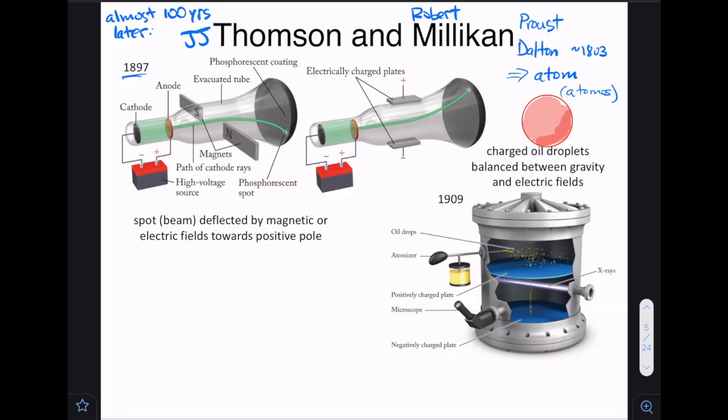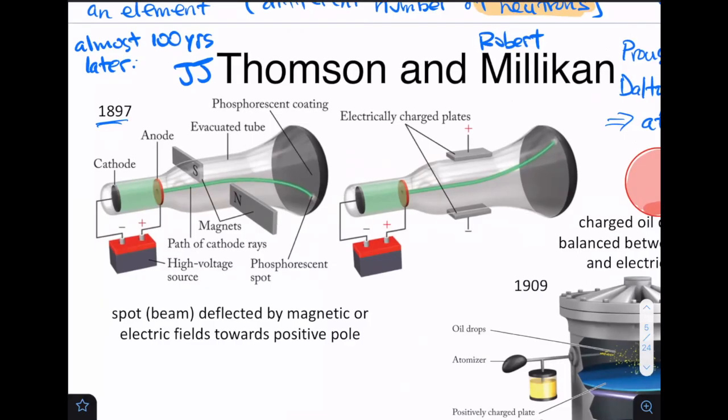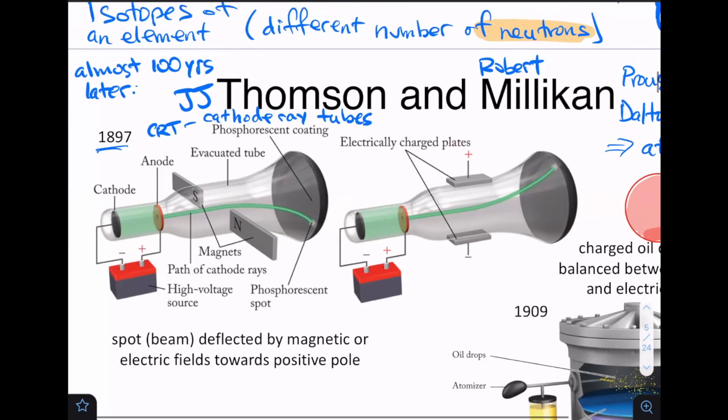So does it say cathode ray tube anywhere on this slide? Probably not. So let's just put it up here. CRT, cathode ray tubes. And it's just as I described, right? It's an evacuated tube. It has some phosphorescent coating.